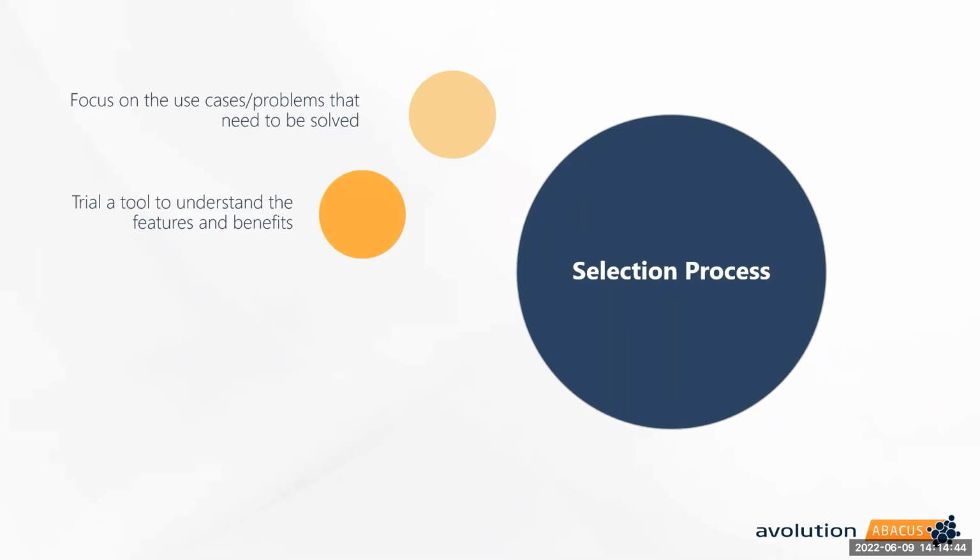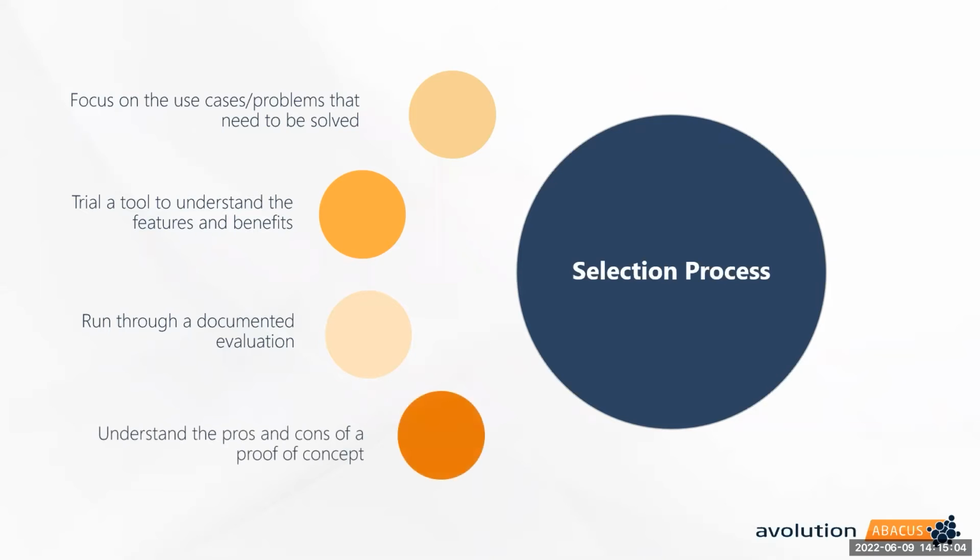And then more into some of the practical aspects. So you want to make sure that you can trial some of the features and the benefits of a tool. Some customers might run through more of a documented evaluation, so things like an RFP process. Maybe there's more governance around that, and you want to use sources like G-Cloud, for example, over here. And then finally, there might be a stage where we start looking at proof of concepts.